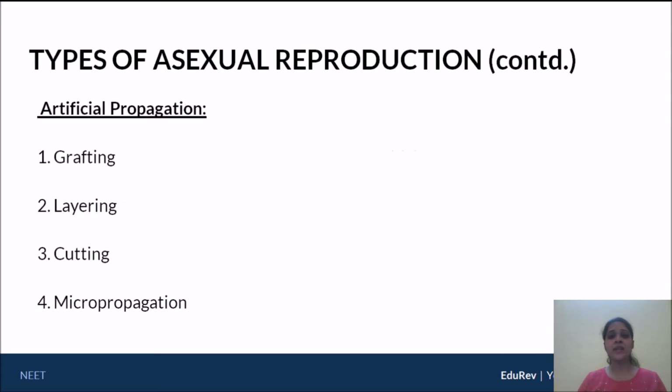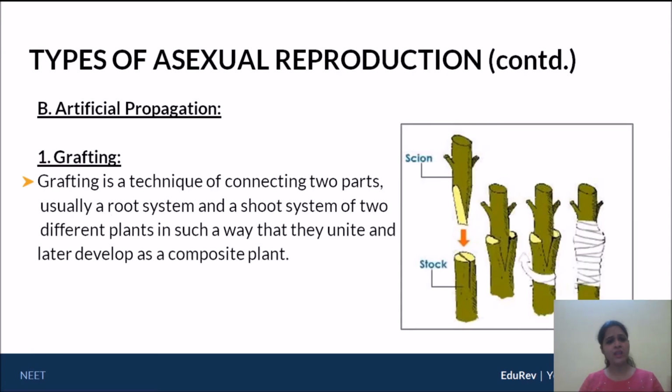Actually speaking, there are four types of artificial vegetative propagation, that is grafting, layering, cutting, and micropropagation. But out of these four, you will find that two of them are really important for the NEET exam, and that is grafting and micropropagation. So we are going to focus mainly on these two. Now, starting with grafting. In order to understand grafting, let's take a simple example. Let's say we have two plants.